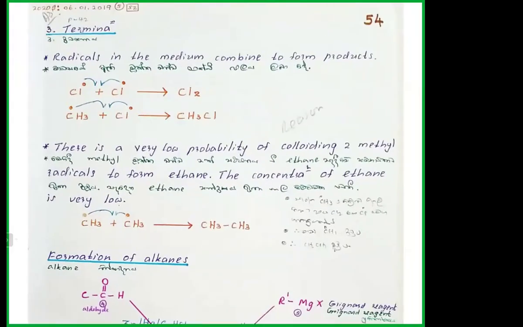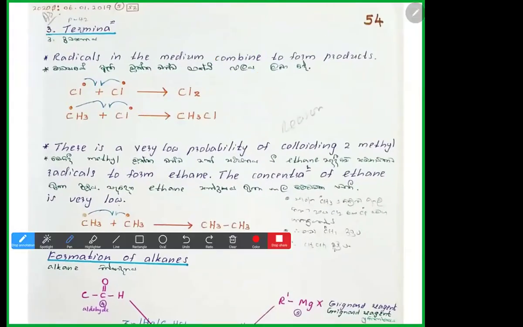For termination, there has to be a method to remove free radicals. That's how you go to termination with the given species there. Here you can go with any of these free radicals. Once the free radical is not there, the reaction cannot continue.